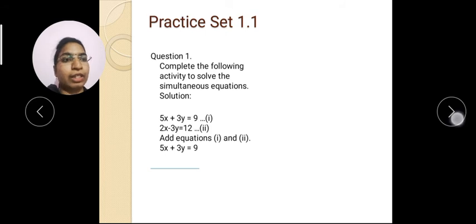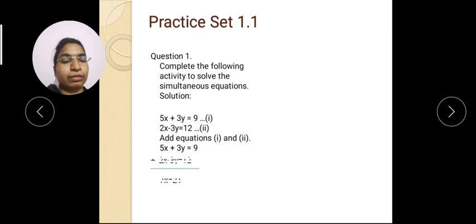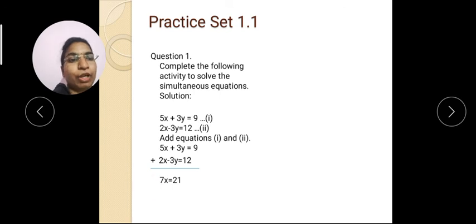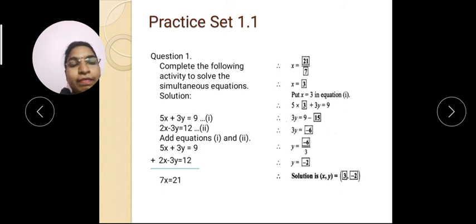Now just see this equation. 5x plus 3y is equal to 9 and 2x minus 3y is equal to 12. Add the first and second equations. After adding, what will you get? x is equal to 3. So, these boxes are compulsory. Like this activity, it will ask for 2 marks, or sometimes 3 marks also.